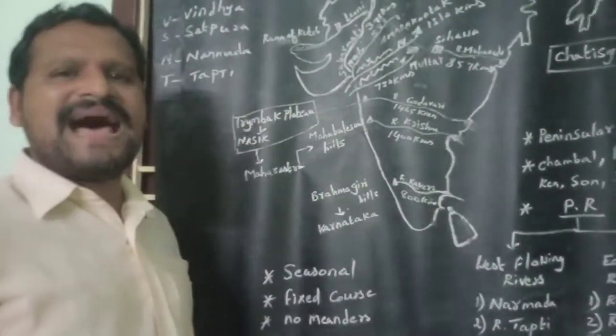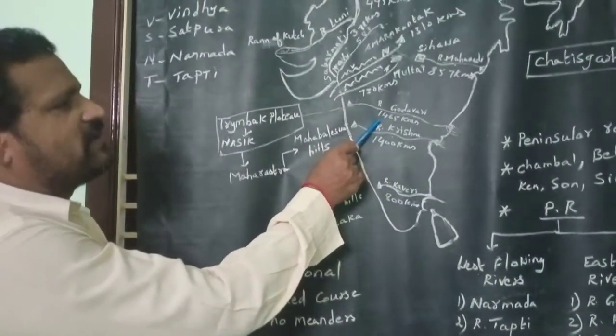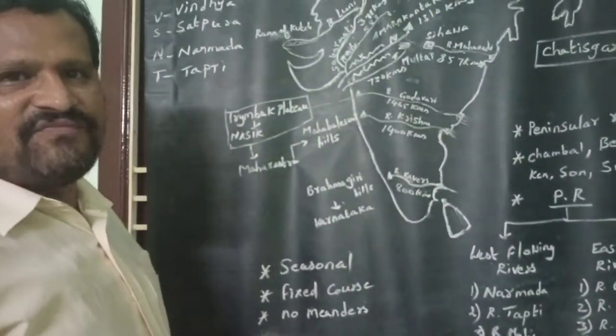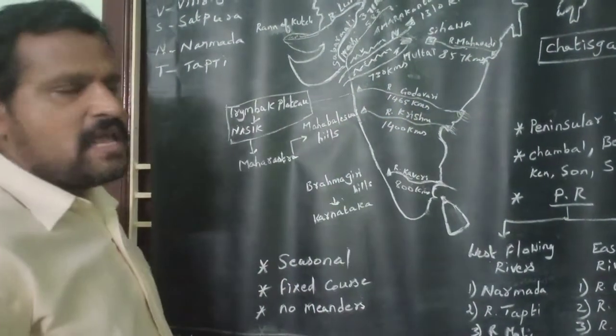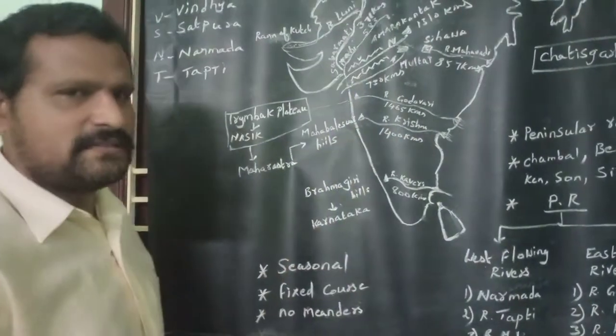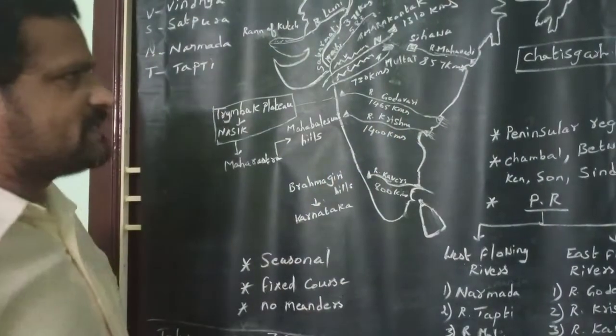Some of the students asked me to mention the length of the rivers. The length of the Godavari river is 1465 kilometers. The length of the river Krishna is 1400 kilometers.